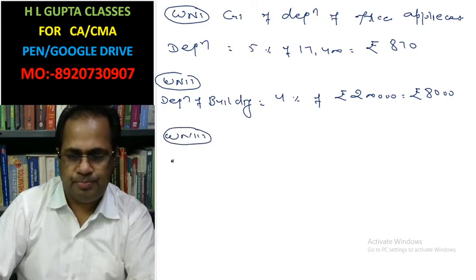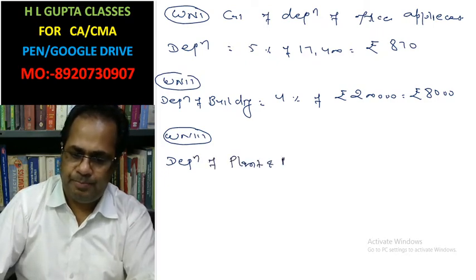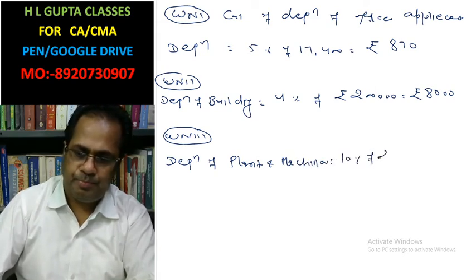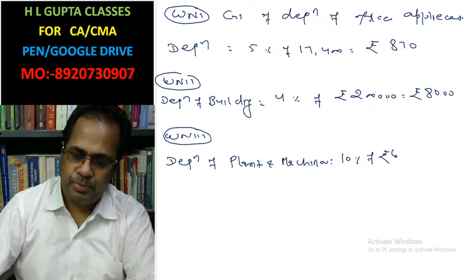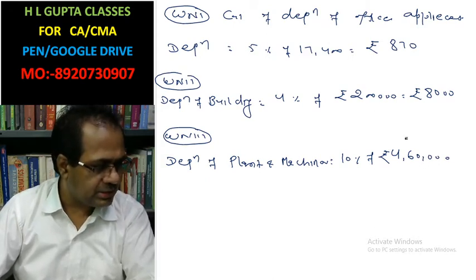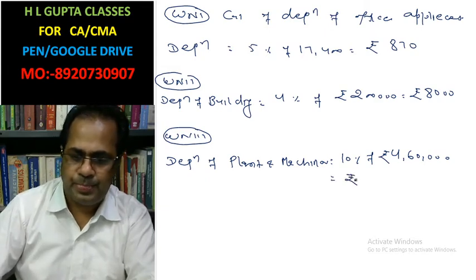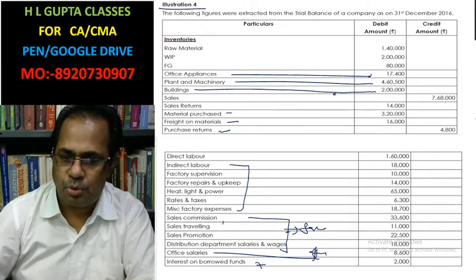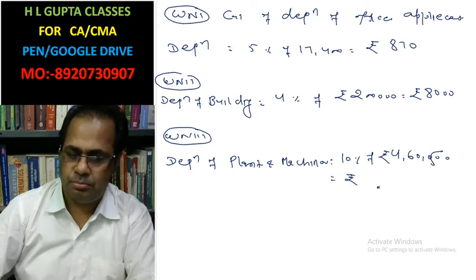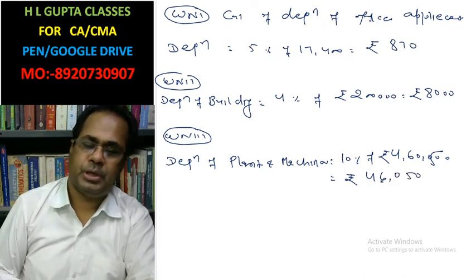Working note 3, depreciation of plant and machinery. Plant and machinery is 10% of rupees 4,60,000. This is the depreciation of plant and machinery, which will go to the factory, and it comes to rupees 46,000.